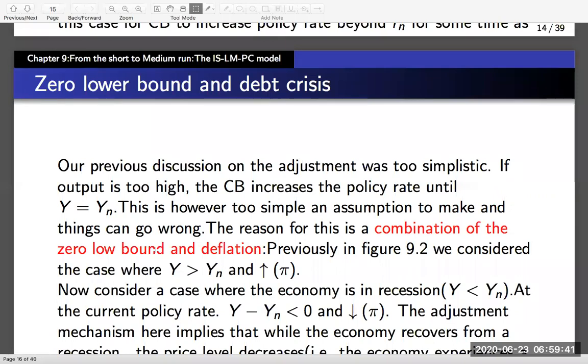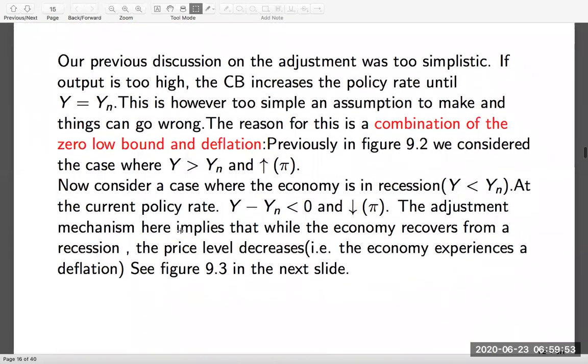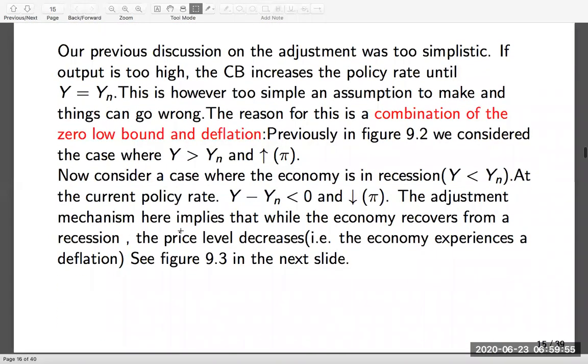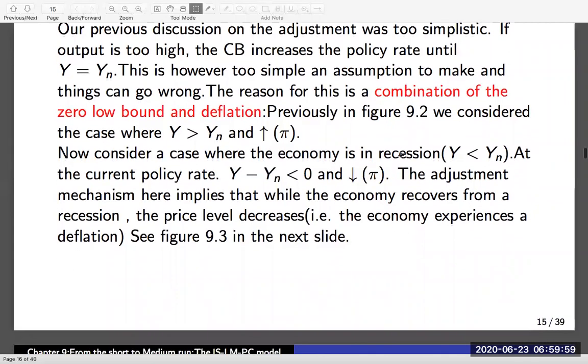We assume that when you are recovering from overheating, there should be a fall in prices. But we really never experienced a fall in prices in real life. So that's one thing you need to keep in mind: do you actually experience a fall in prices when the economy is getting out of recession? Probably not. Now consider a case where the economy is in recession. So you have that scenario. At the current policy rate, Y minus YN is negative, which means inflation is doing what?